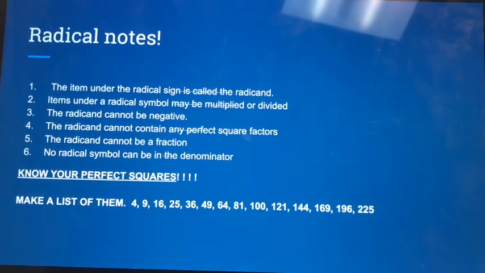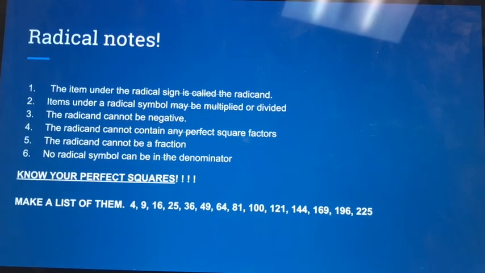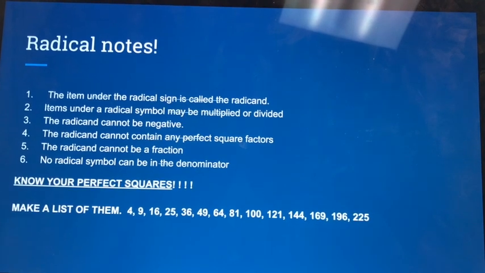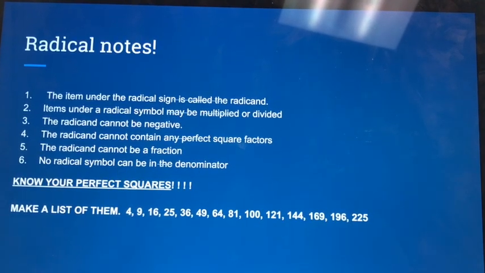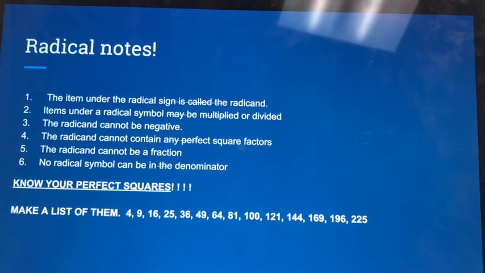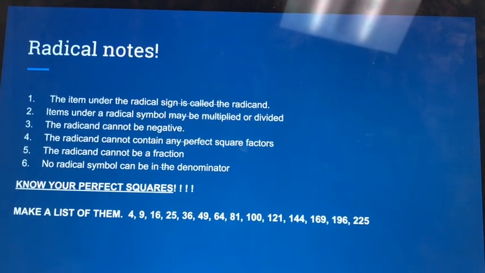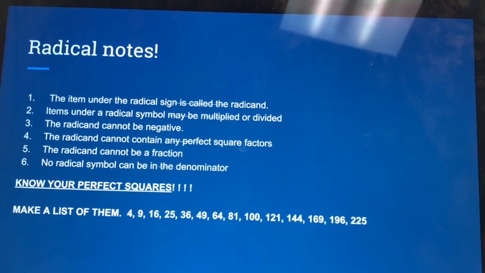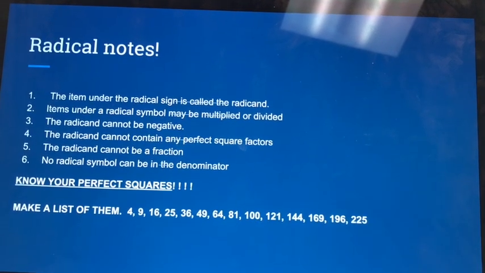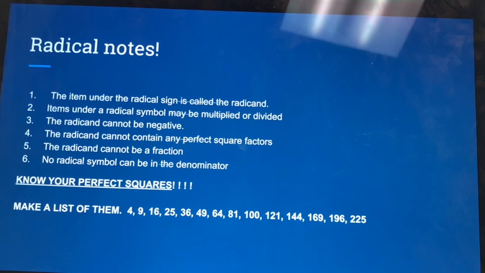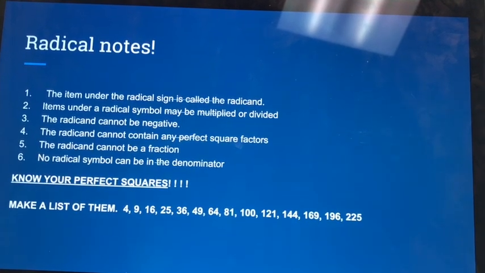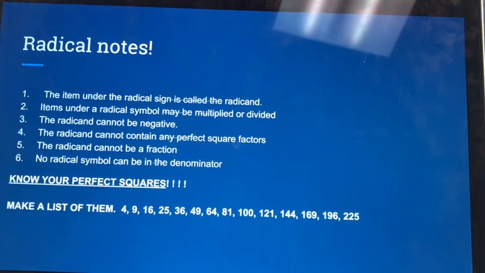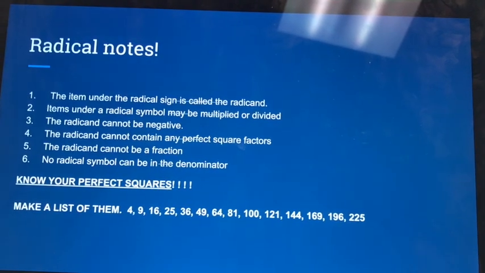So some basic notes about radicals: one, the item under the radical sign is called the radicand. The items under the radical may be multiplied or divided, but they cannot be negative, and they cannot contain any perfect square factors. The radicand cannot be a fraction, and no radical symbol can be in the denominator. And make sure you know your perfect squares. So make a list of all of them like we did: 4, 9, 16, 25, and so on and so forth.